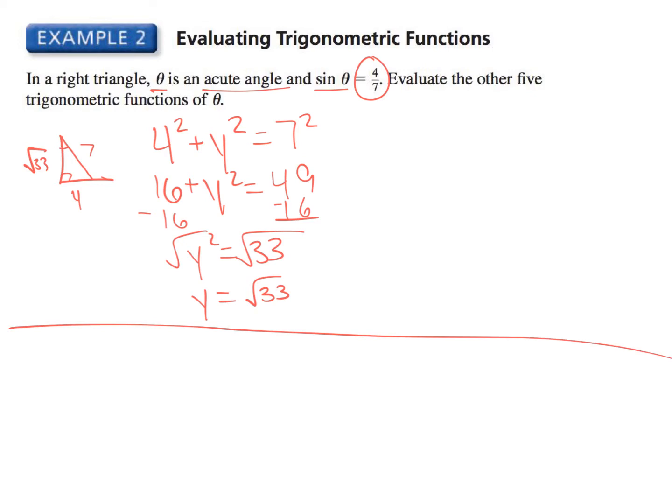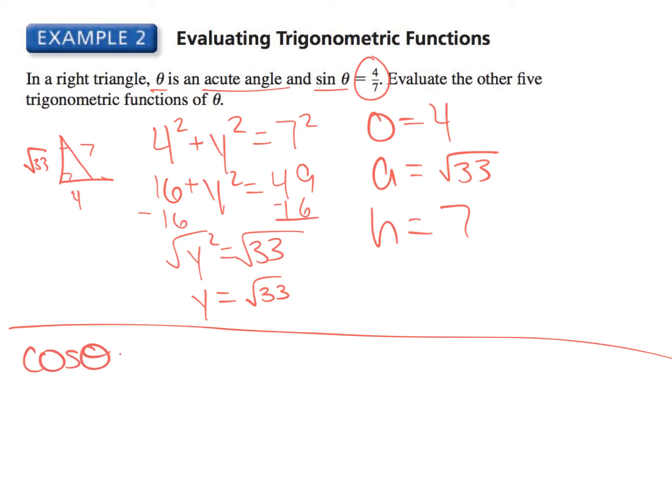Now that we know that missing piece, we can go ahead and write out our other 5. We didn't have to do all 6 because we knew what sine was. So our opposite is 4, our adjacent is root 33, and our hypotenuse is 7. We can go ahead and build them. We need to know cosine, which is adjacent over hypotenuse, so root 33/7. Tangent is opposite over adjacent, that is 4/root 33.